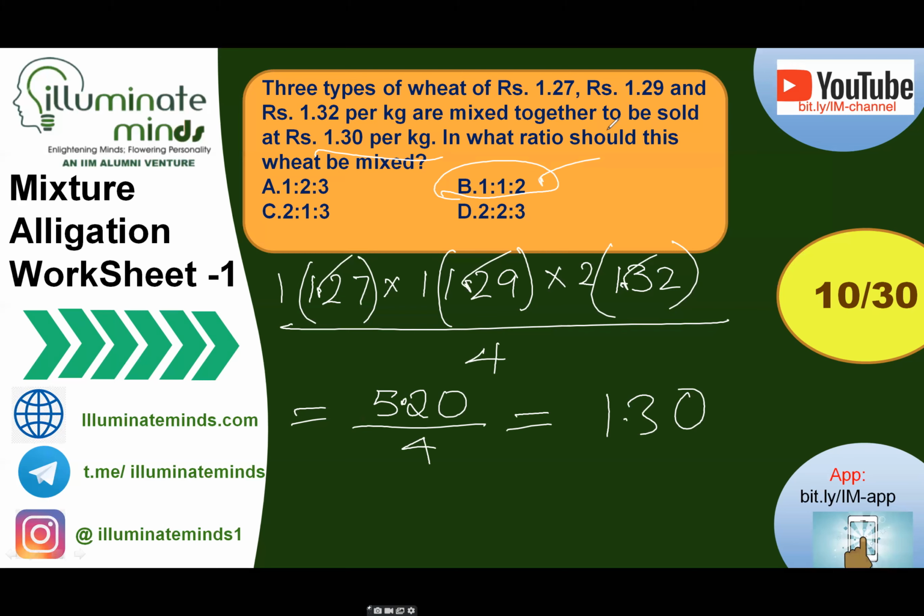That's why I tried option B first, because the ratio 1:1 is fitting with both of them. So 1 and 2 will help me reach 1.30. 1 and 2 again will help me reach 1.30. So going by the guess, I think option B was the correct one to go for.